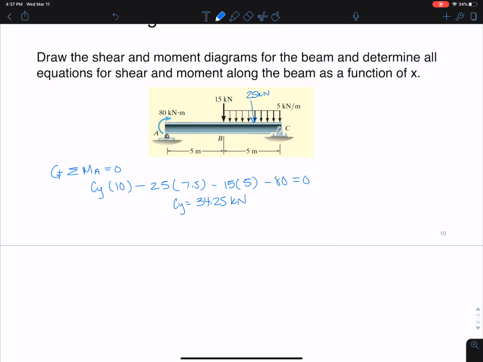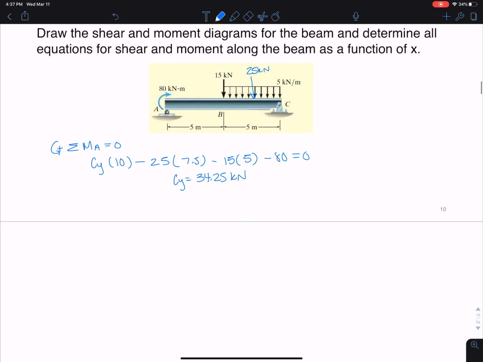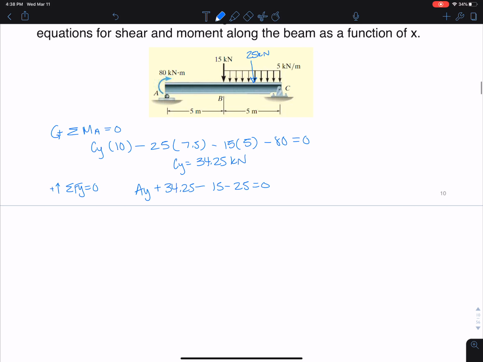And then we can solve for Cy as 34.25 kilonewtons. Okay. And we can sum forces in the y. And we get Ay plus 34.25 minus 15 minus 25. And we can solve for Ay as 5.75 kilonewtons, okay?